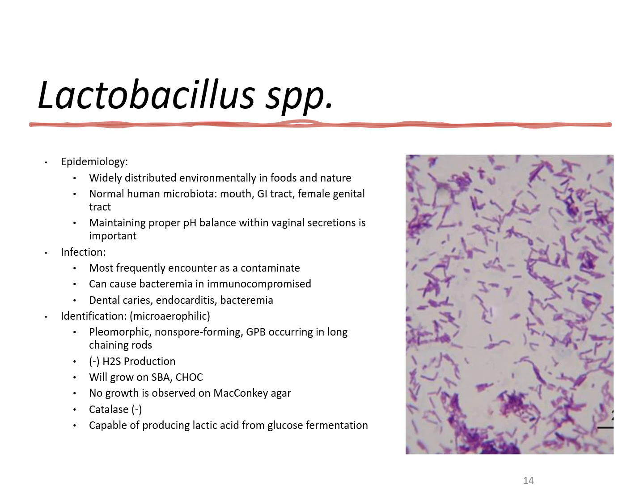To identify this organism, it is a gram-positive bacilli that forms long chains with no spores, so you can see a chaining type reaction in this gram stain. If you were to do a wet mount on a patient, you can often see the lactobacilli in long chains. It is H2S negative. It'll grow on sheep blood agar as well as chocolate, with no growth on the MacConkey, and it is catalase negative.